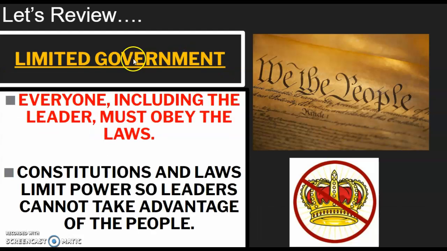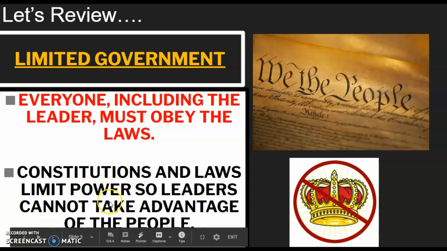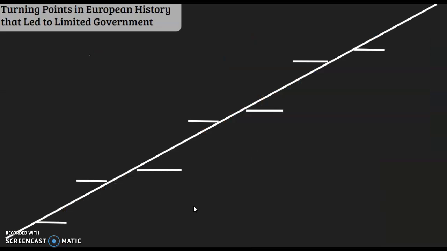So reviewing limited government, remember in a limited government, everyone, including the leader, must obey the laws. Okay, no one is above the law. Everyone has to follow. And we follow constitutions and laws that limit power so that leaders cannot take advantage of the people. And this is really the focus of our lesson today. So let's go ahead and start.